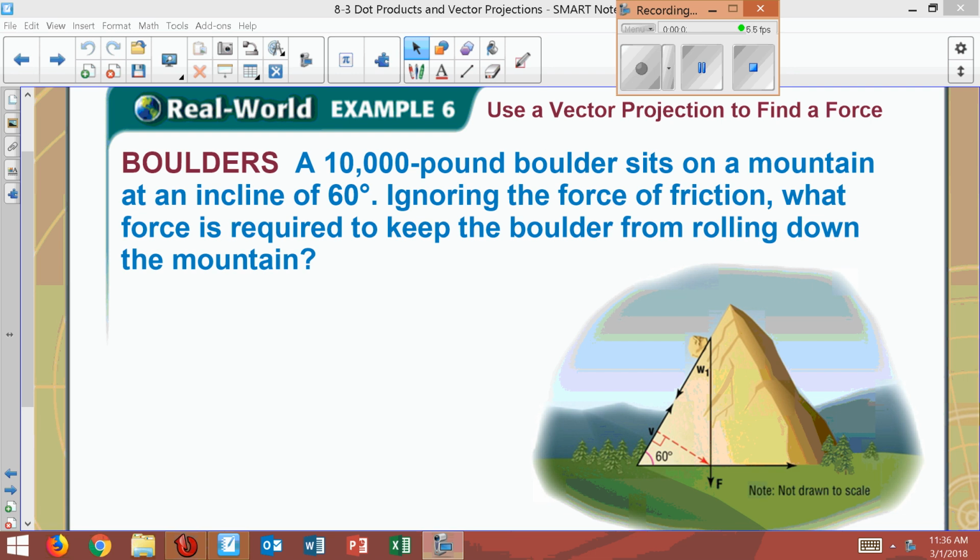Example 6. Use a vector projection to find a force. A 10,000-pound boulder sits on a mountain at an incline of 60 degrees. Ignoring the force of friction, what force is required to keep the boulder from rolling down the mountain?